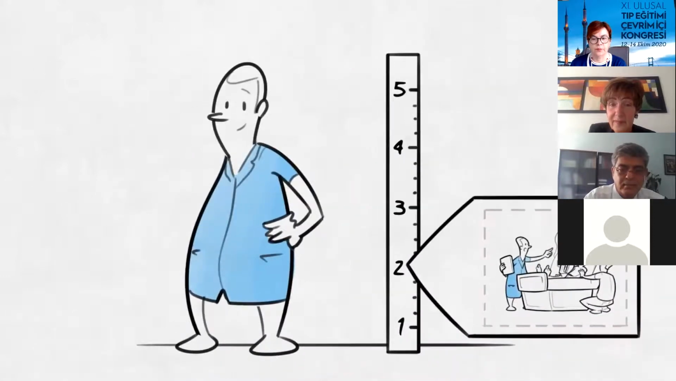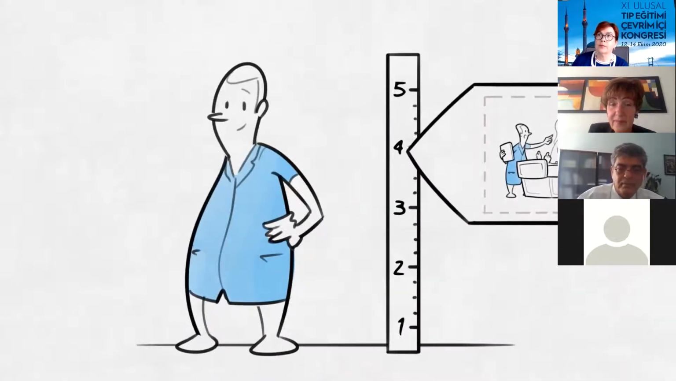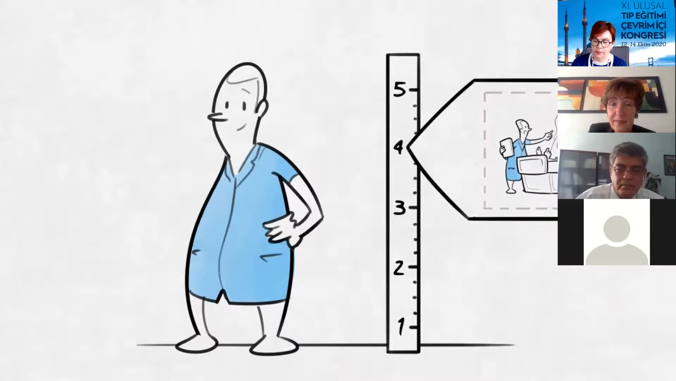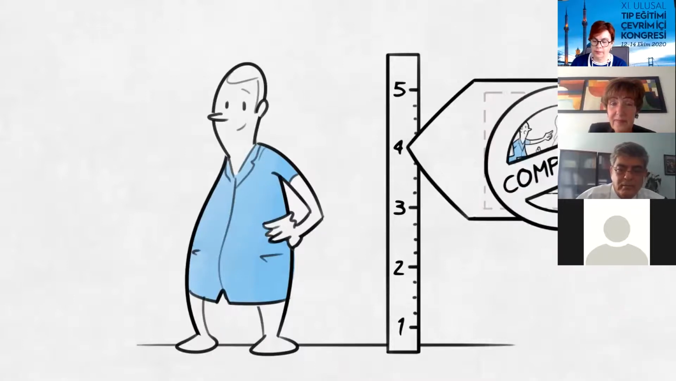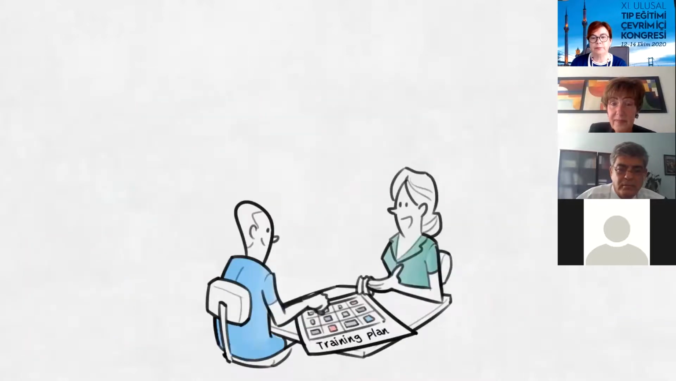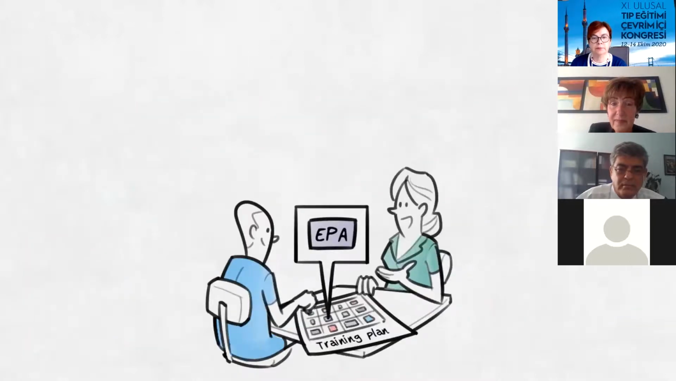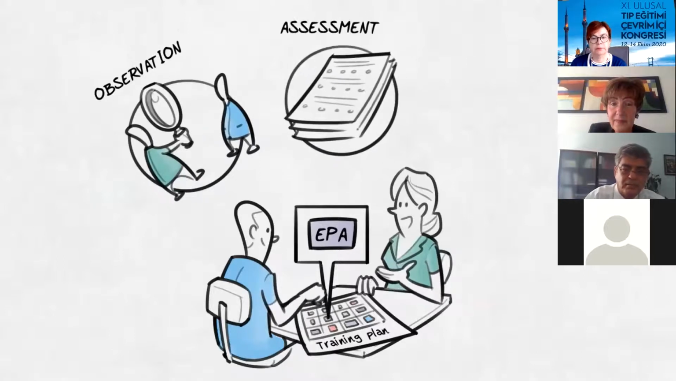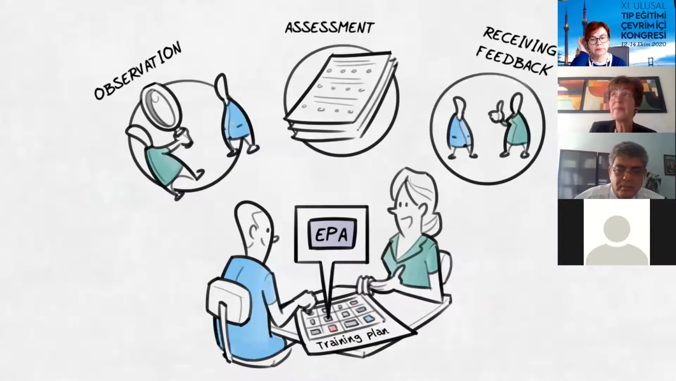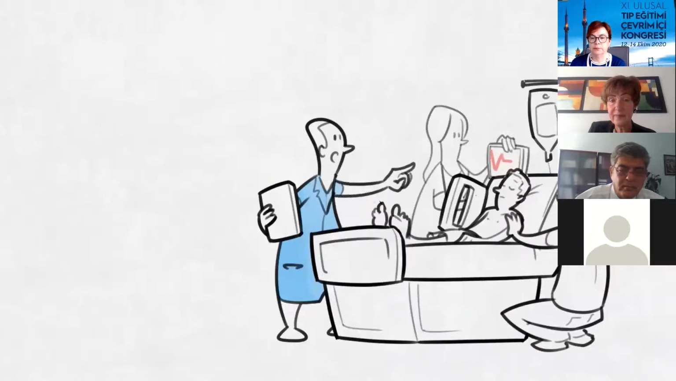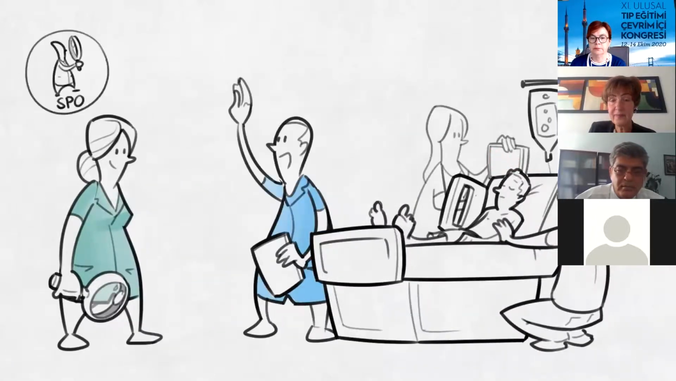If the resident is able to perform the EPA at level 4, which means with distant supervision, a summative entrustment decision can be made. In this animation, we will explain how the summative entrustment decision making works. Firstly, the resident discusses with the clinical educator the set of instruments that they will use for observation, assessment, and feedback. This gives the resident and the educator a clear impression of what the learning pathway will look like. The resident then gets to work and collects feedback and assessments.